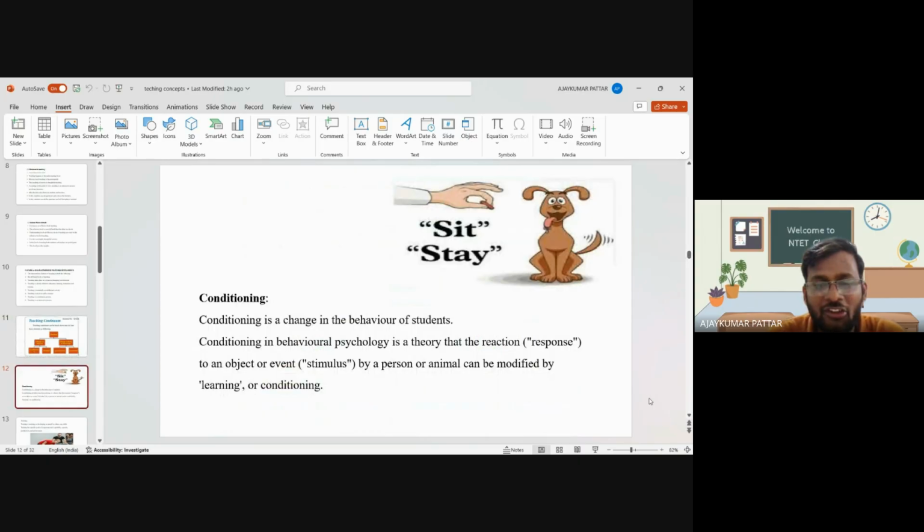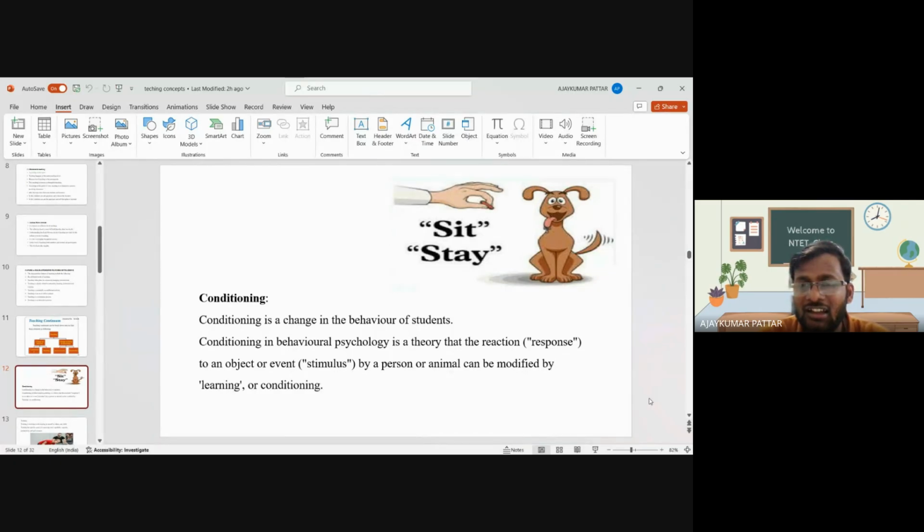Conditioning is a change in the behavior of a student. Conditioning is a behavioral psychology theory that reactions to an object or event by a person or animal can be modified by learning or conditioning. Here, conditioning means certain teachings or instructions will be given. If any teacher comes in the classroom, we will stand up. If any guest comes to our home, we will respect them, we will wish them. So in that condition, for that stimuli, we will respond, our behavior will change.